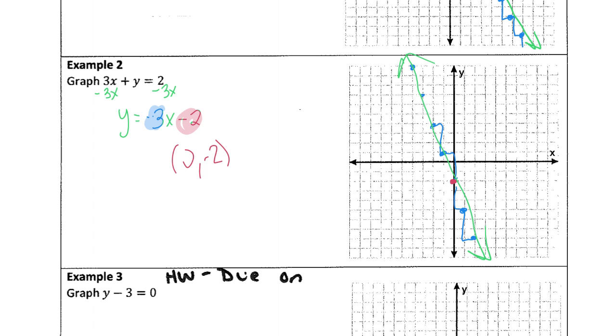Okay, so your equation is y equals -3x minus 2. So your y-intercept is (0, -2). And then again, it's a negative number, so your slope is going down and to the right or up and to the left.